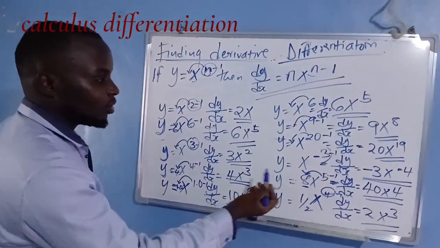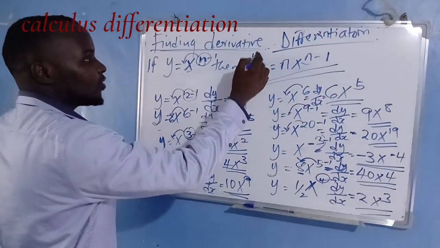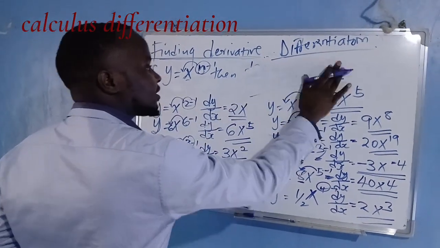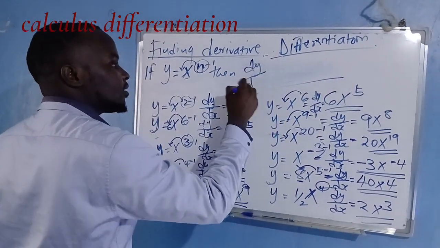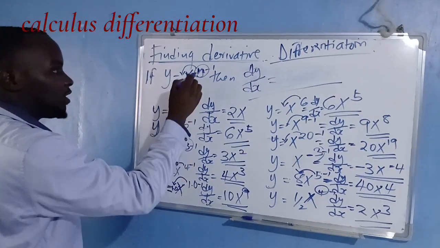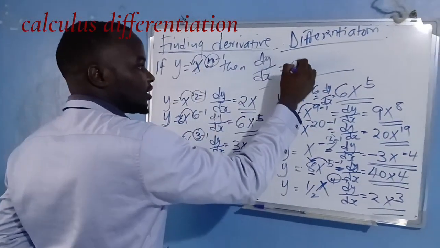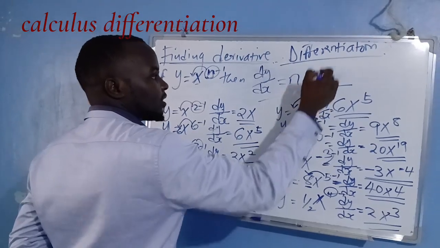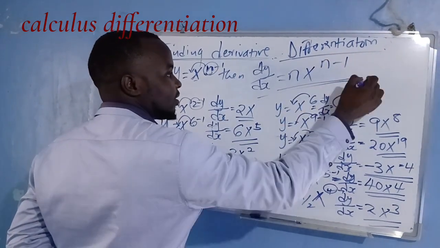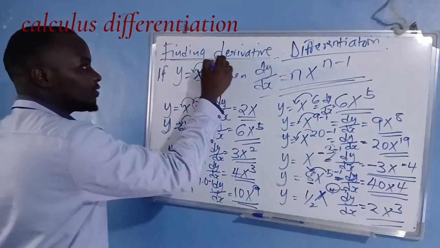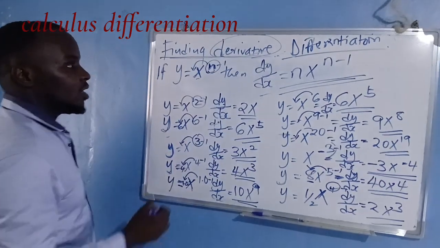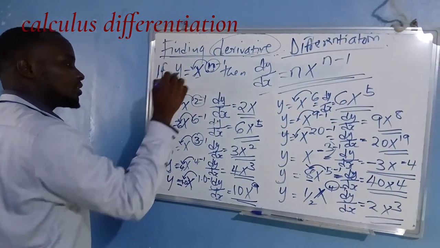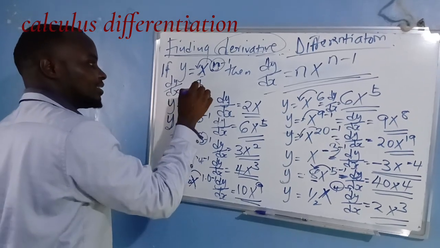It's very simple. You only need to follow this formula, which is dy over dx is equal to the value that you have for the power. You start with it, nx, then n minus 1. That is how you get the derivative of a function. The derivative is also called dy over dx, and it is also called the gradient function.